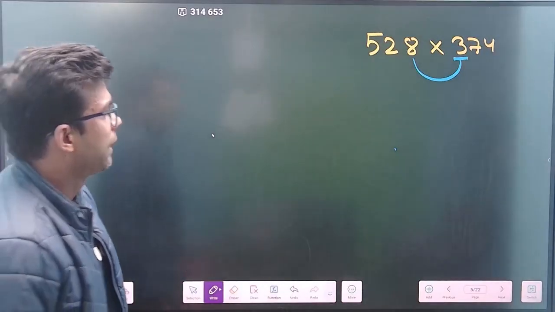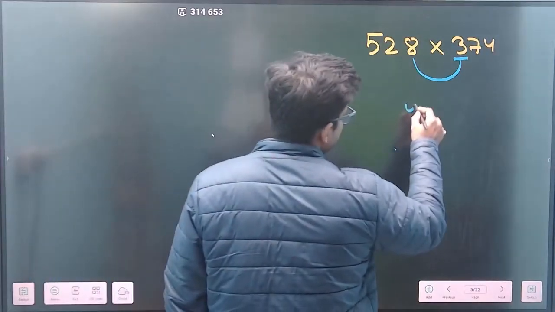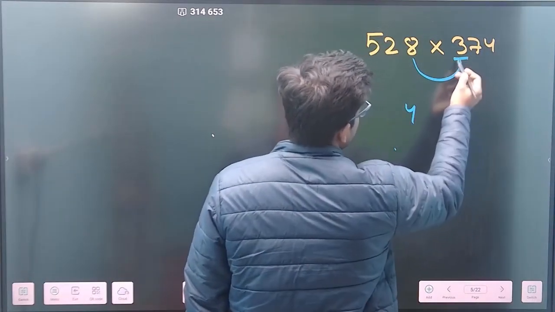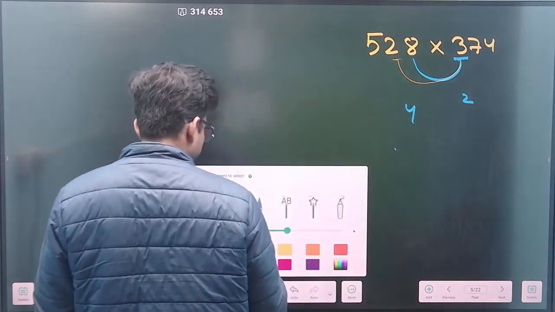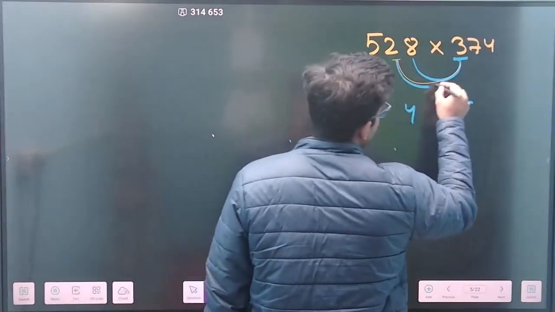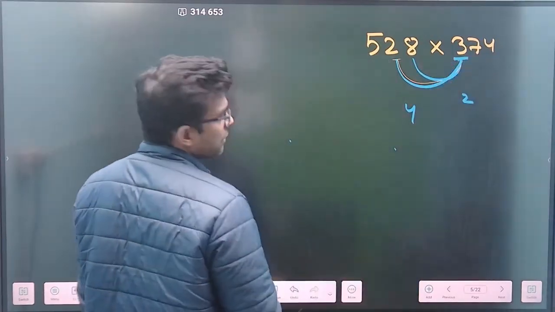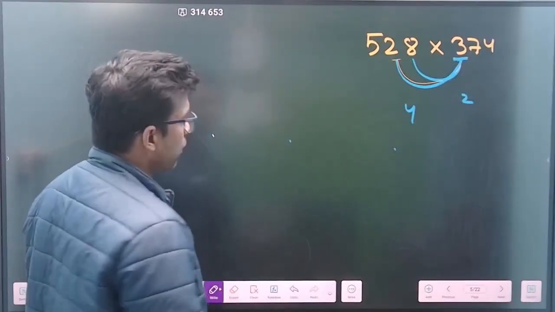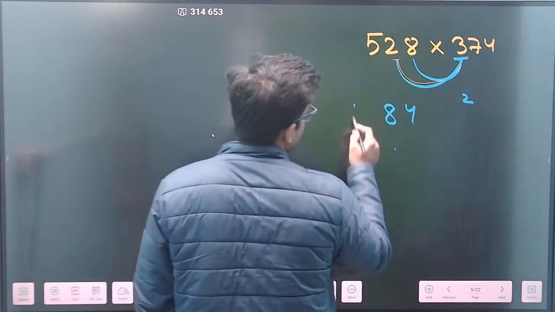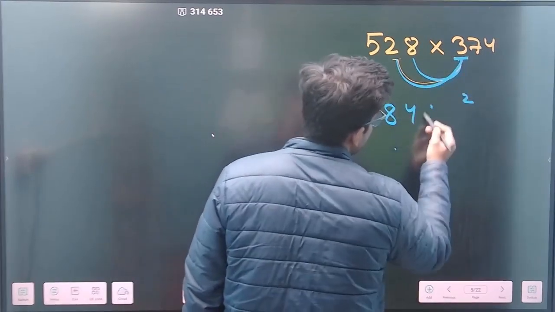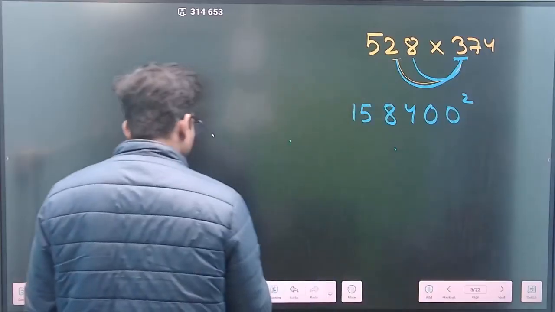Now, 8 3s are 24. 2 carry 2. Now 3 will come to this point. Correct now? 3 2s are 6, 7, 8. Then you would write 8 over here. Now 3 5s are 15. Write down 15, because this is the hundreds place. Put 00 over here.